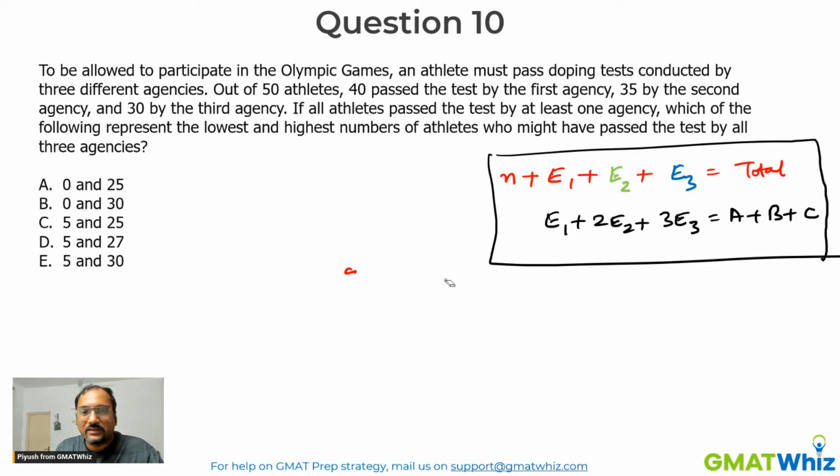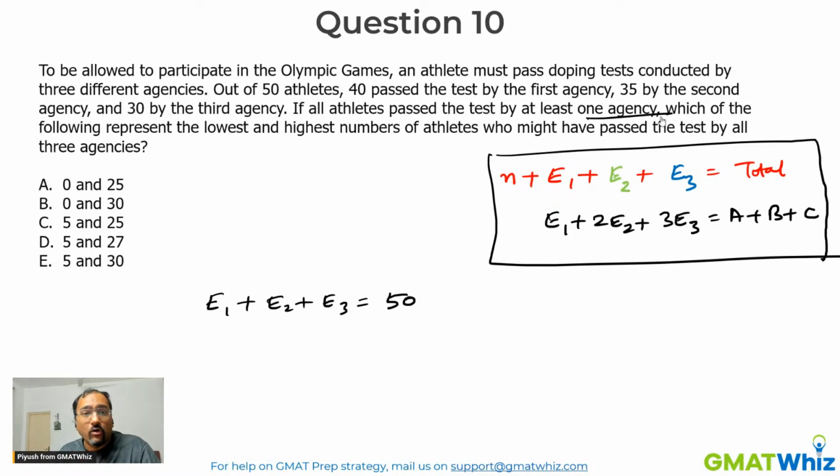So I'll remove this Venn diagram. Now I'll just write down these equations for this particular question. This question says that E1 plus E2 plus E3 is equal to 50, because an athlete has to pass the test by these three agencies, and all athletes pass the test by at least one agency, so N is equal to 0.